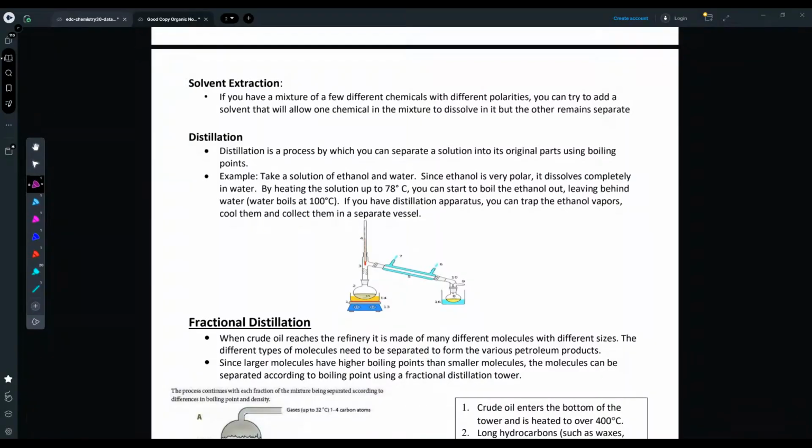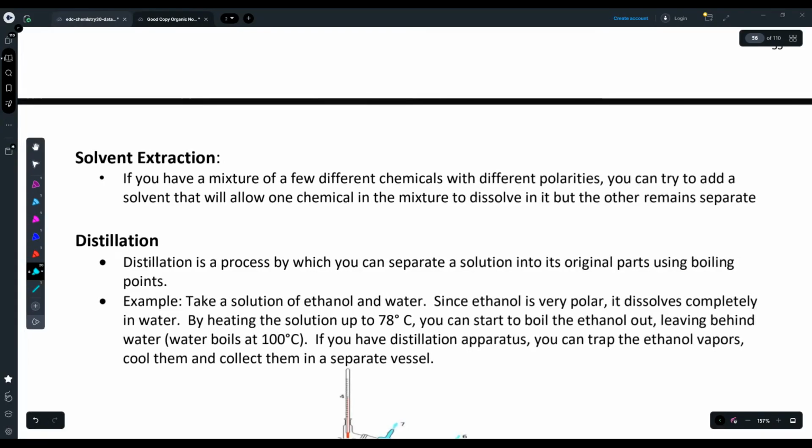Okay, moving on to extraction processes. There are a couple of different ways that you can extract one compound from another compound. The first being solvent extraction. In solvent extraction, you're separating compounds based on their solubility in a certain substance. If you have a mixture of a few different chemicals with different polarities, you can try to add a solvent that will allow one chemical in the mixture to dissolve in it, but not the other.